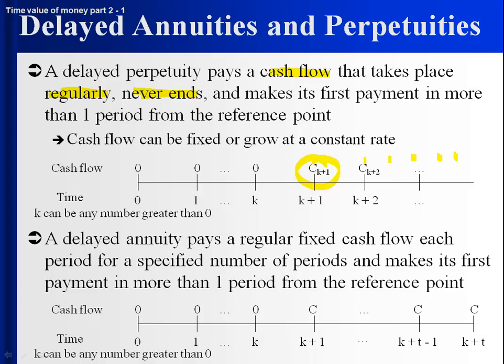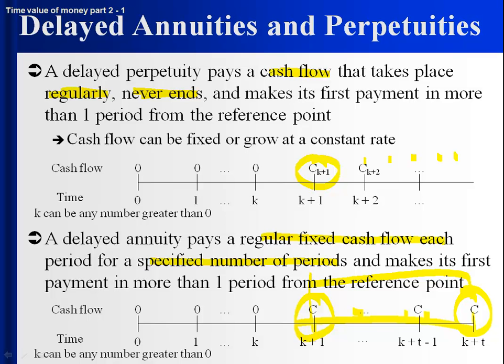A delayed annuity is a similar concept where you have regular fixed cash flows for a specified number of periods. So instead of going forever, there's a finite number. But instead of having the first payment in one period, like you would with an annuity, the first payment takes place in more than one period. And then there's a finite number, and then there's the last one, and you have your delayed annuity.